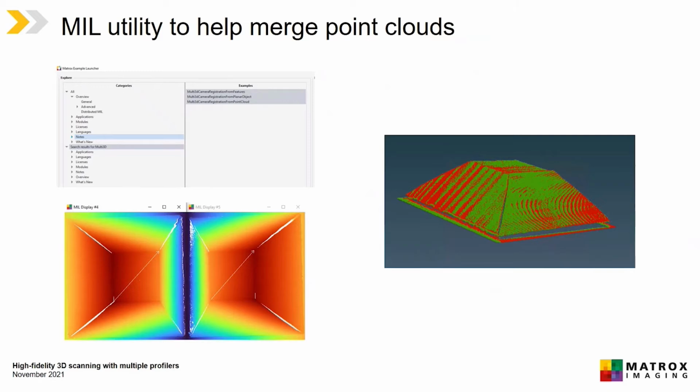With MIL X SP5, we provide a utility that will help you find the relation between two point clouds. You have to scan an object beforehand and walk through the steps of the utility to obtain a geometry file that can be used afterward in your application. This ensures that the merge of the point clouds can be easily done in your application at runtime.